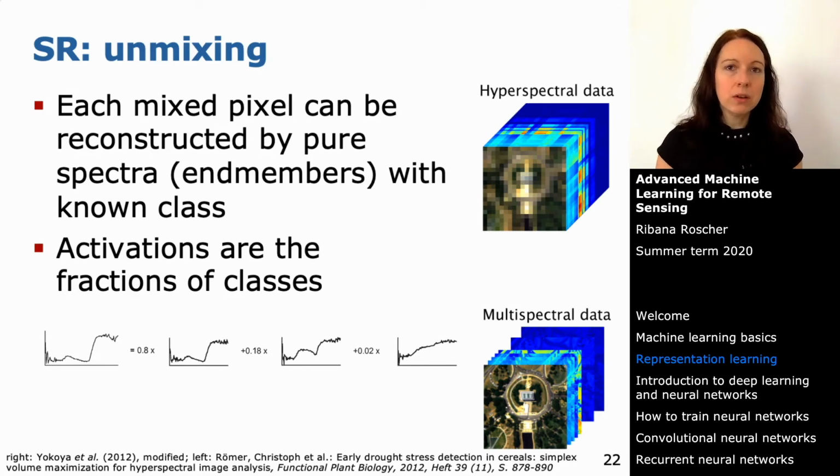Of course, in this context, you need additional constraints, for example, that they sum up to 1. Otherwise, it makes no sense from a physical point of view. So you cannot mix information to more than 100%. And also all of these fractions need to be larger than 0.